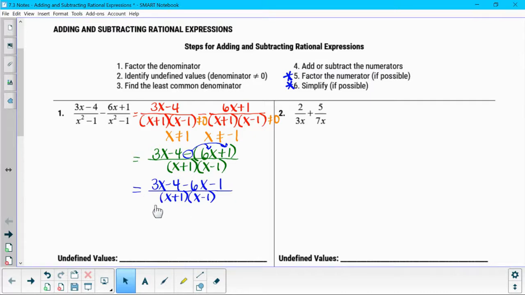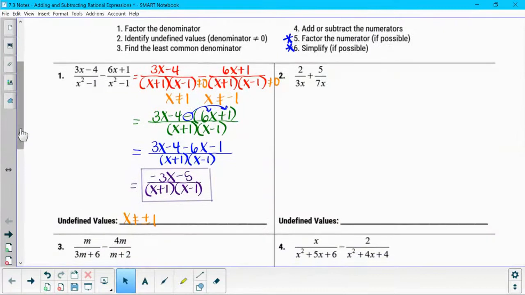So I'm going to combine like terms, and that's going to give me negative 3x minus 5 over x plus 1, x minus 1. Now, yes, in my numerator, I could factor out a negative 1, but that's going to give me 3x plus 5, and I know nothing is going to cancel out with that. So it is okay to leave my numerator as is. I'm not going to go through the steps of factoring and simplifying because it's not going to get me anywhere.